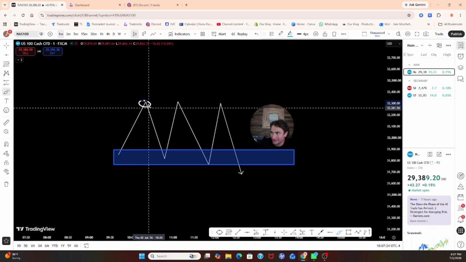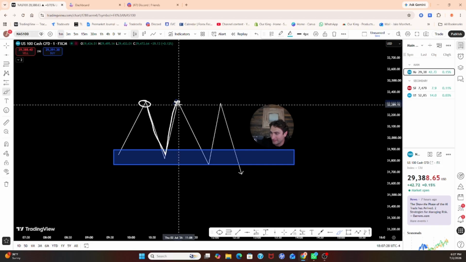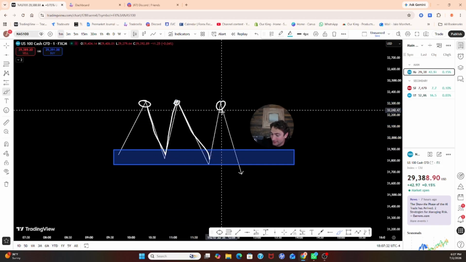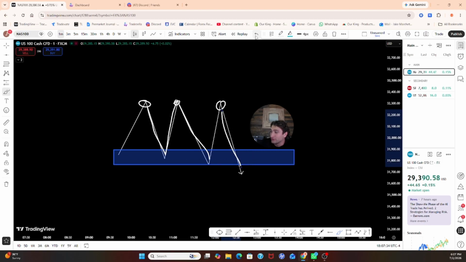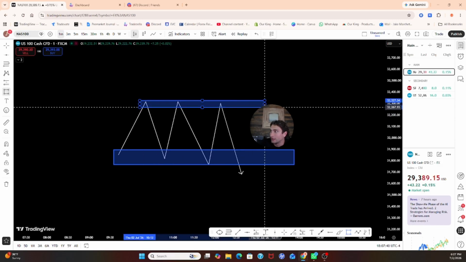We have a ceiling point here that makes a huge move down. We have a ceiling point here that makes a huge move down. Again, another ceiling point here that makes a huge move down. So by now you can probably tell that this right here is going to be our area of resistance.